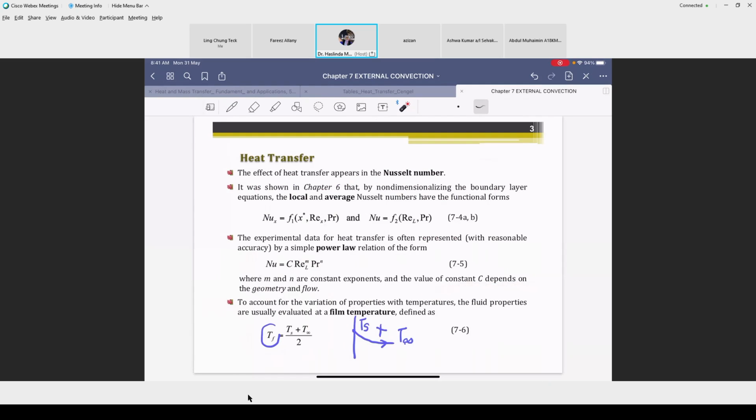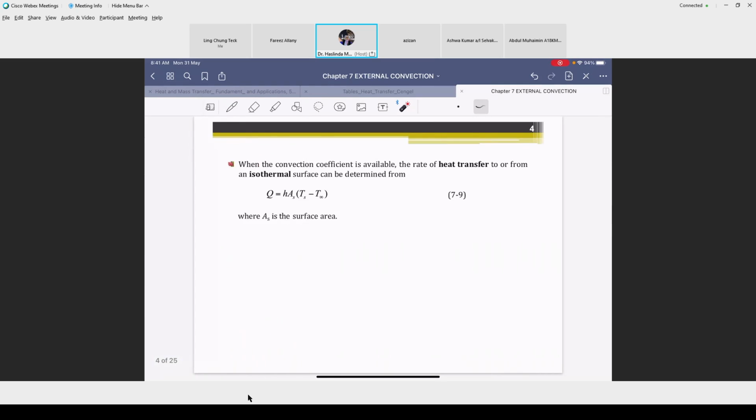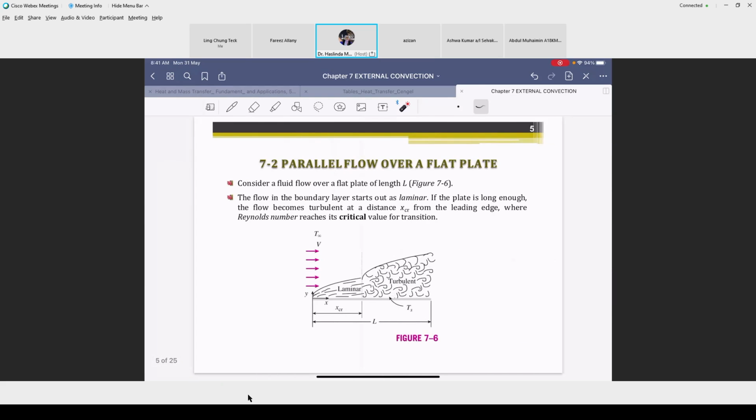Now, after you determine H, straight away you can calculate your Q. That is what I meant earlier. But before we determine the Nusselt number, first of all we must identify or determine the flow type of the fluid in our system or problem.